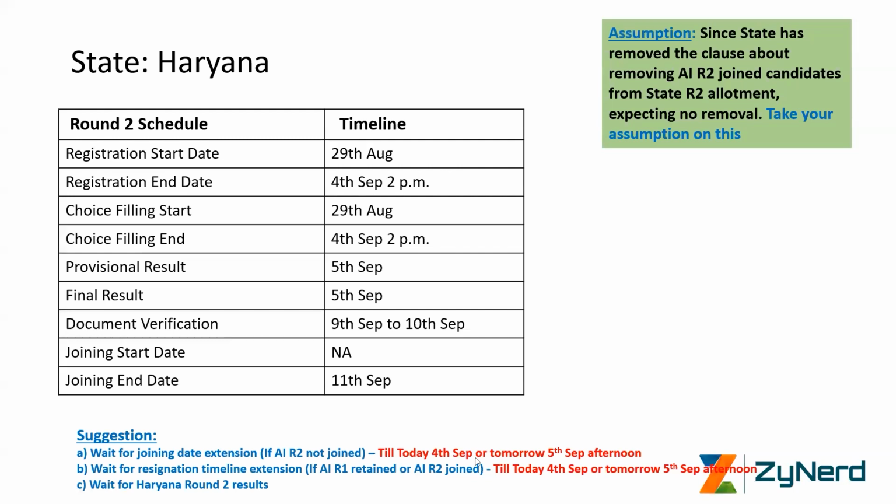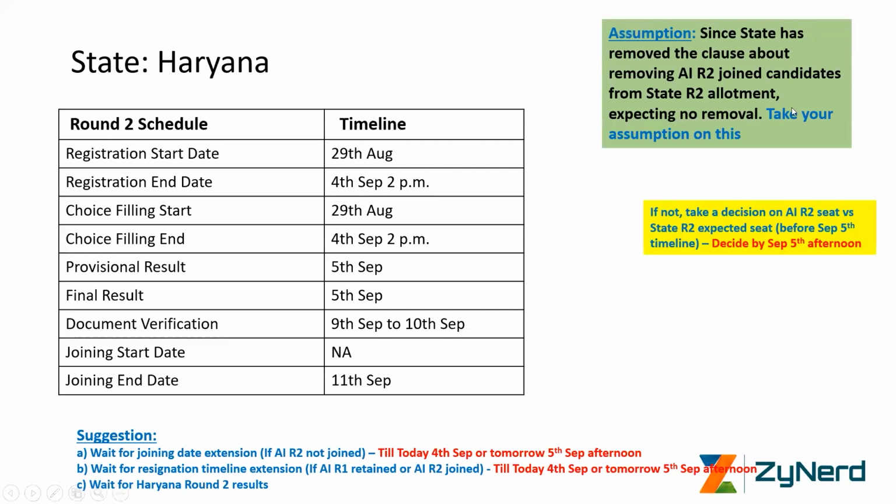Nothing happens till tomorrow afternoon. Then take a decision between your All India Round 2 seat that you're yet to join, or the one that you joined or retained from All India Round 1. That decision you can think of now itself, saying that okay, this is the state round 2 seat I am possibly expecting, or this is the All India Round 2 seat I am holding, round 1 retained, or All India Round 2 yet to join, or All India Round 2 joined seat. In case no notification comes up, no results come up, what will I do by the 5th September deadline? That you can take a call on, because you won't have a confirmation on extension of joining, resignation, etc. at that point in time.